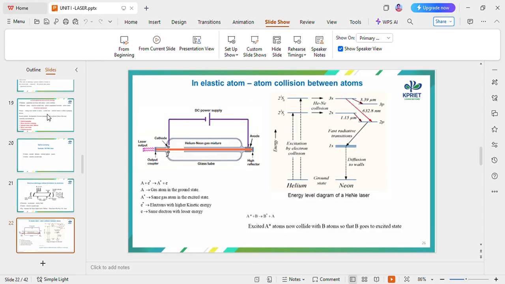What is inelastic atom-atom collision between the atoms? This type of pumping is used wherever we use a mixture of gases. The electron which comes from the cathode is made to collide with one type of atom, for example A. The electron will come and bombard A, and A gets excited. This excited A atom will then bombard the B atom, and B gets excited indirectly. So it gets the energy of that electron. This type of pumping method is called inelastic atom-atom collision between the atoms.